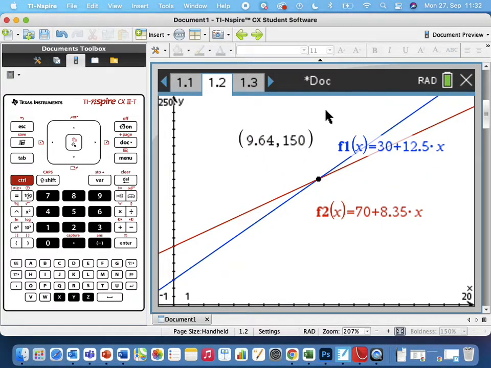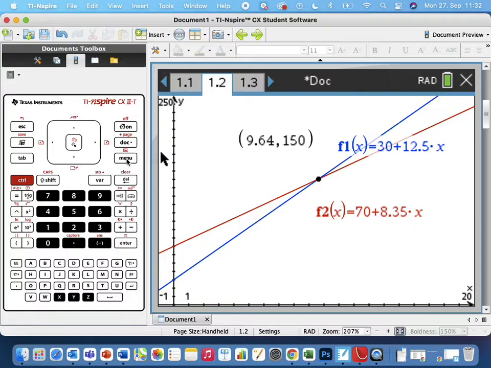Now think about it. D is the number of days. So for 9 days, the blue will be cheaper than the red. And then for 10 days, the red will be cheaper than the blue. Does that make sense? So you could set both of these equations equal to each other and just solve algebraically, and you will get x equals 9.64. The number of days is 9.64.